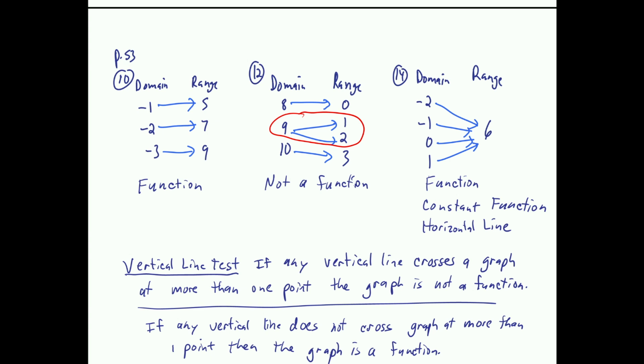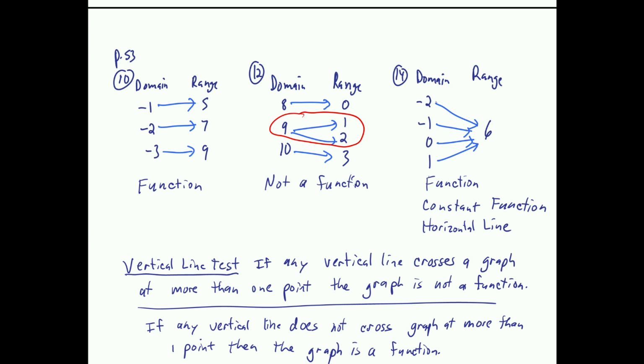And 14, we got -2 going to 6, -1 going to 6, 0 going to 6, 1 going to 6. The domain values are only going to one value. It just happens to be the same one. So that is a function. That's what's called a constant function. If we graph that, if you think about creating ordered pairs, -2, 6, -1, 6, 0, 6, or 1, 6, those would be along a horizontal line.